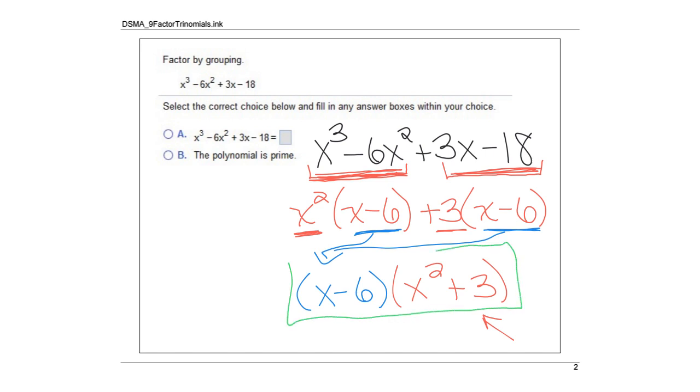And if you FOILed and multiplied those back, you would get back to the original. X times x squared would give me x cubed. They might be out of order. X times 3 gives me 3x. Negative 6 times x squared gives me the negative 6x squared. And finally, negative 6 times 3 gives me the negative 18.